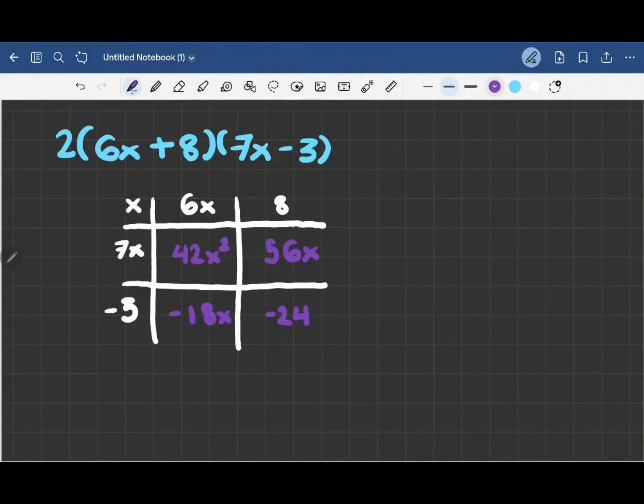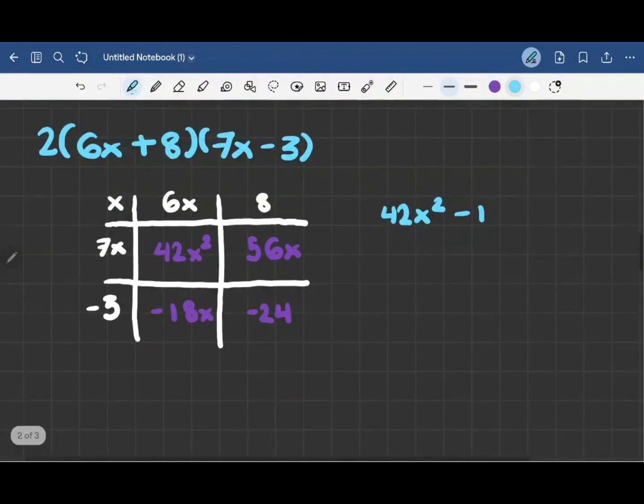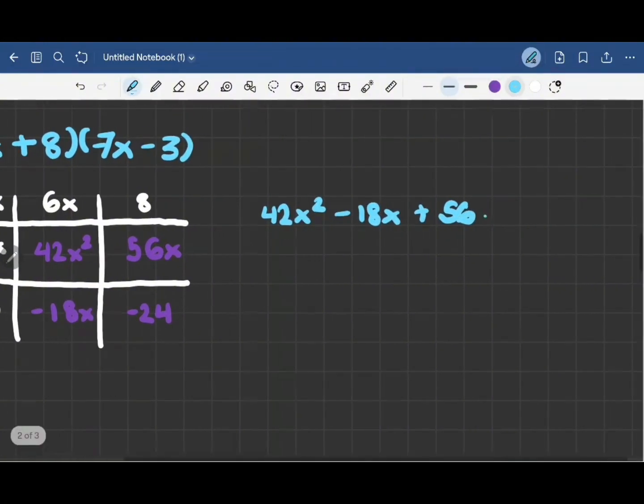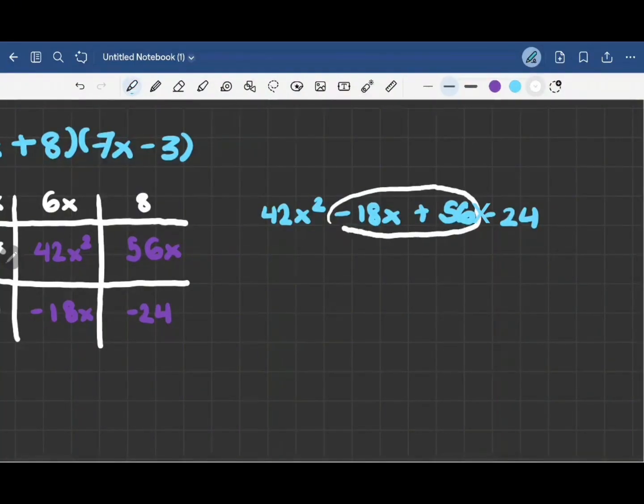You combine all the answers and we get 42x squared minus 18x plus 56x minus 24. Combine all the like terms, which for us is negative 18x plus 56x. And the final answer is 42x squared plus 38x minus 24.